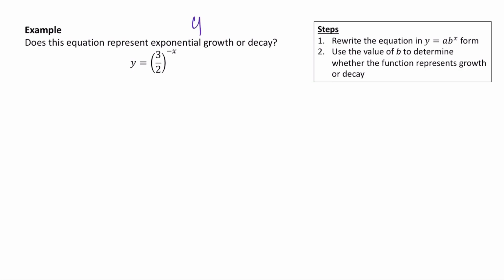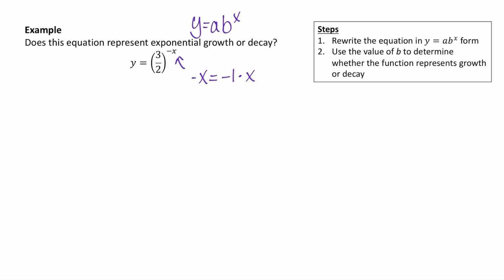So remember, to figure that out, I need it to be in this form y equals a times b to the x. Well, look here, I have a negative x, right? So I need to do a little bit of rearranging to get this into y equals ab to the x form. So what I need to do is make that look like x. Well, I'm going to say negative x equals negative 1 times x, right?